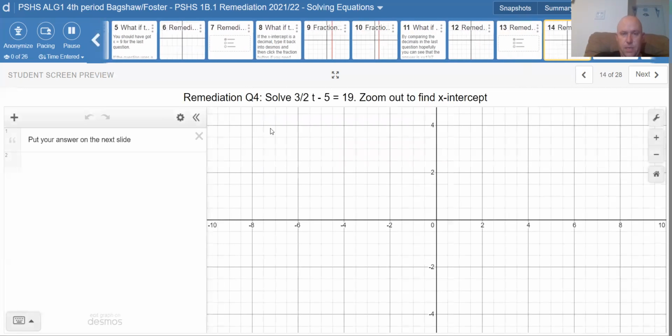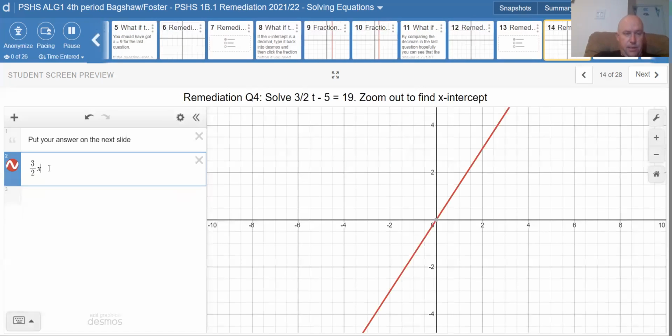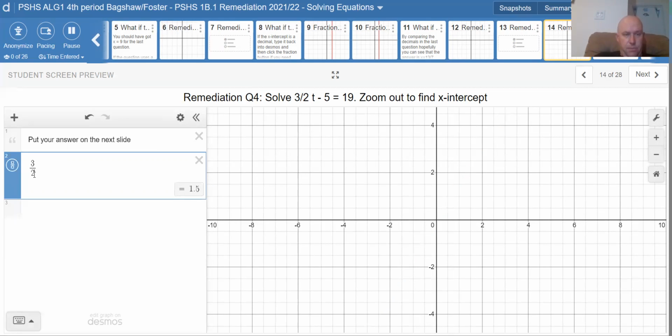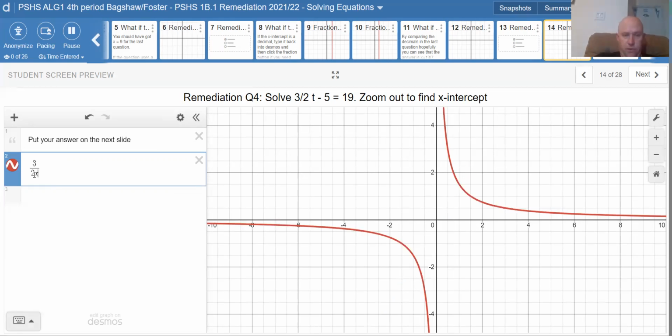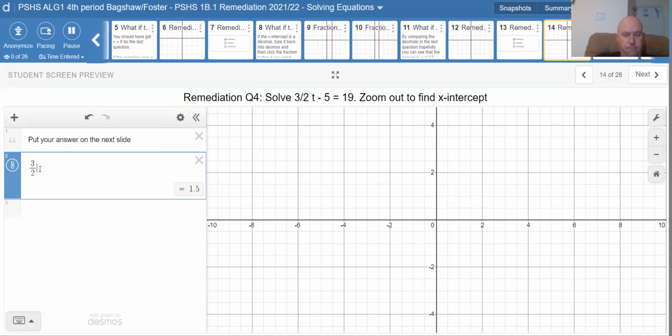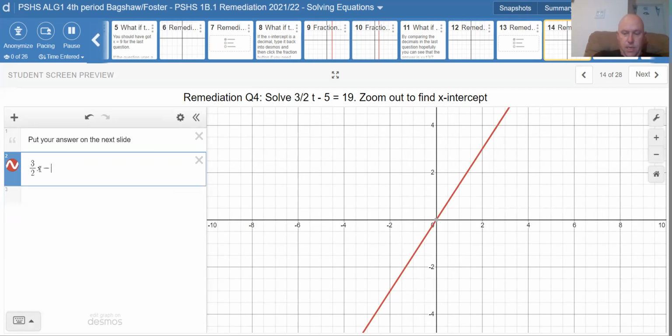This one has a t in it, so I'm going to change that. I am going to click the side arrow here because I want the x here. I don't want it on the bottom of the equation. If I actually put it on the bottom of the equation, you get a curved graph, which is not quite what I'm looking for here. So I'm going to put the variable there, -5 equals 19.